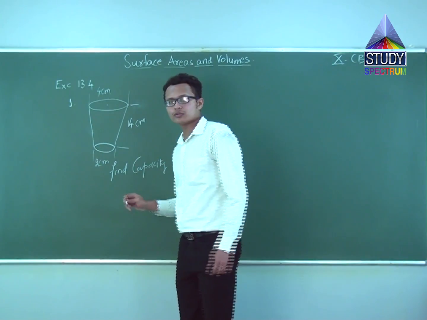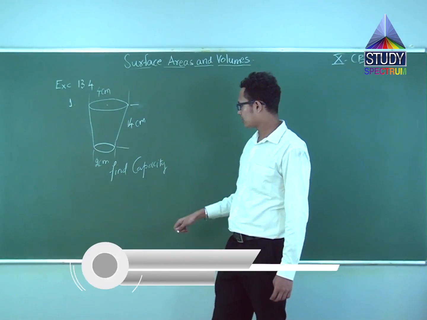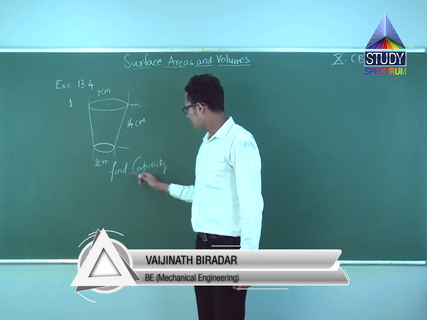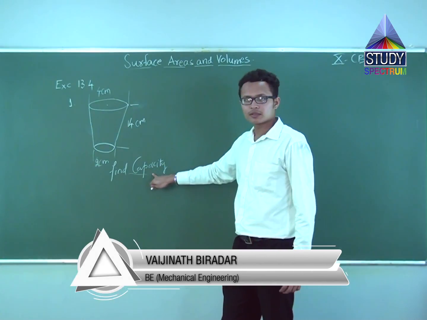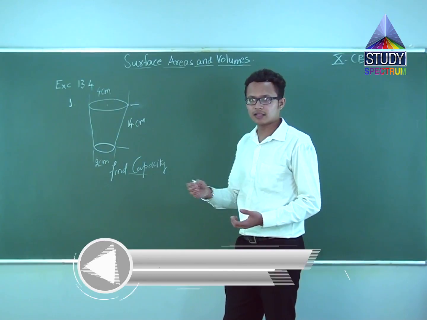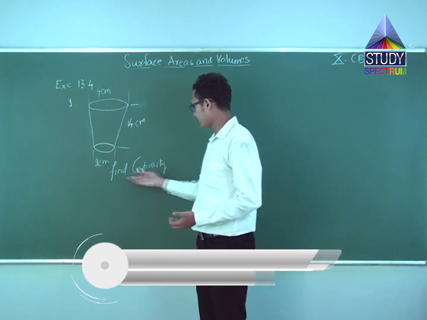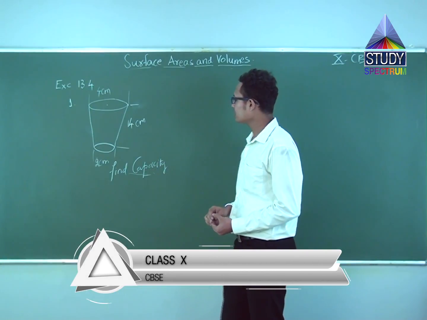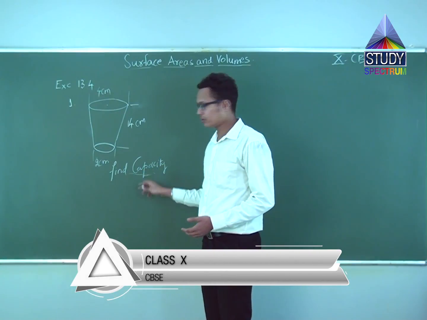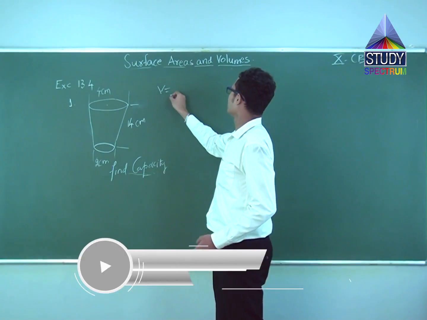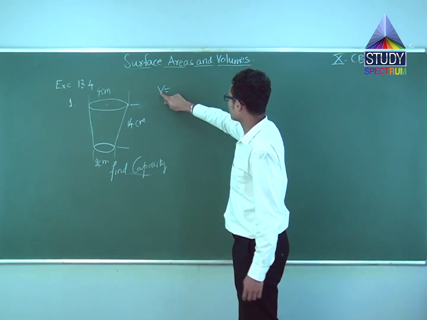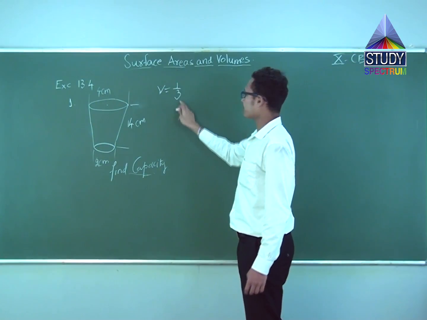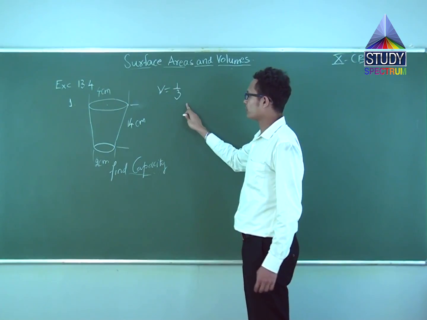Instead of asking you to find out the volume of a glass, the question tells you to find capacity. Capacity means how much fluid it can contain. So capacity is as good as volume. So write the formula for volume, which I am writing here so that you get used to it. 1 by 3 pi r square h is the formula for a cone.